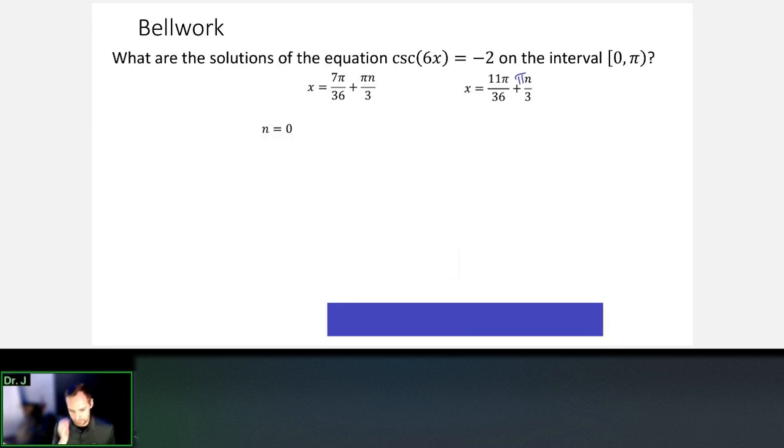And all we're going to do is plug in 0 for n and solve. That was pretty easy, right? Anything times 0 is 0, right? So that first answer is 7 pi over 36.